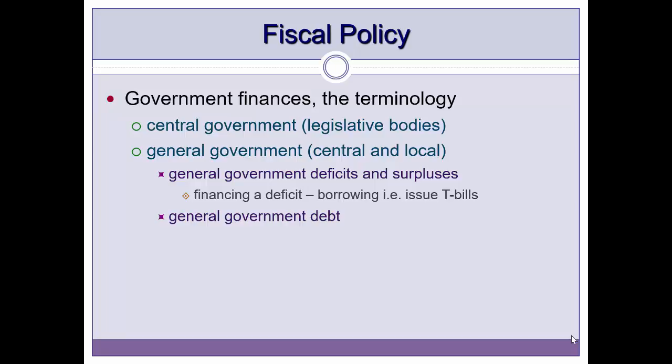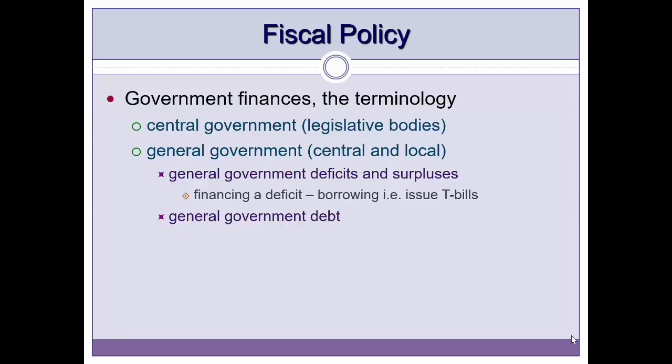So local government usually receives cash from central government, and central government receives cash from outside sources, let's say by issuing T-bills to foreign countries like China. I think China, Saudi Arabia and also Russia are the biggest bulk buyers of treasury bills in the UK. Okay, so that's one way of financing a deficit. As a result of this borrowing, governments usually have debt, general government debt.